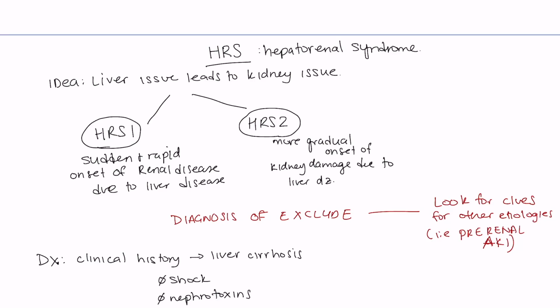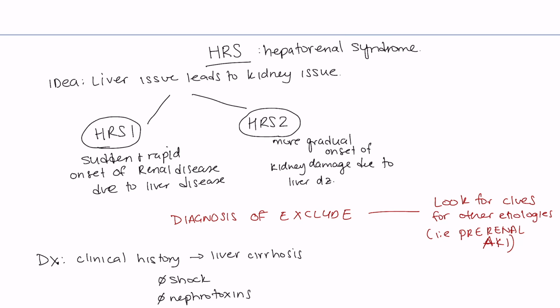Welcome back to another episode, and today we'll be talking about HRS, or hepatorenal syndrome. So the idea is that the organs in the body crosstalk with each other. If there's an issue with the liver, it will lead to a downstream effect on the kidney. Thus, the kidney disease is due to the underlying liver disease.